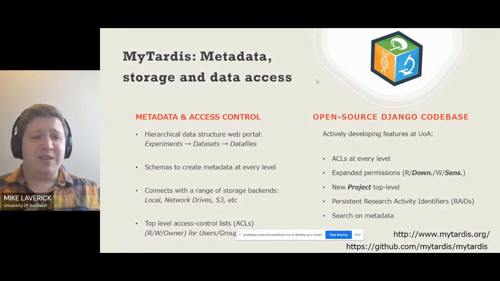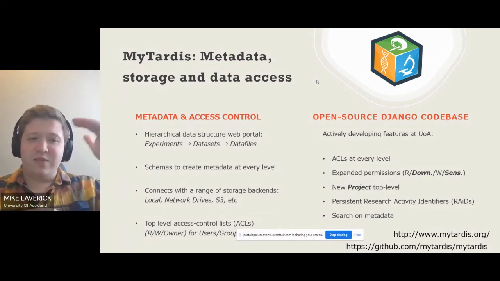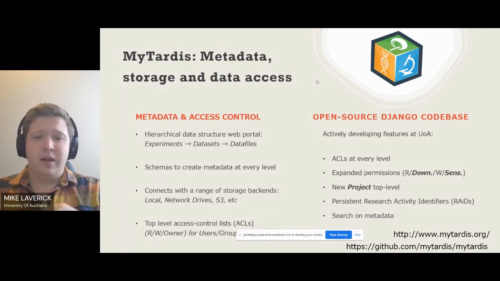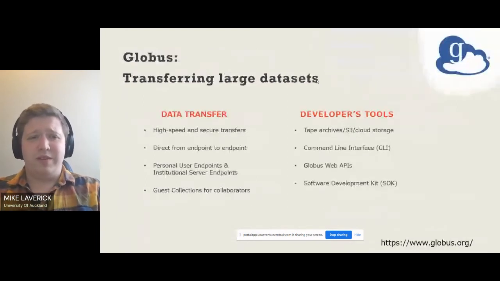We've added a new hierarchy level just to make it even more scaled down. We're introducing persistent research activity identifiers, or RAIDs. And the key feature that we're particularly proud of is we've now introduced a big search capability on all the metadata in the database. So if you can tune your query just right, you can pick out one file from millions just by querying for the specific metadata that you want. It's a pretty powerful tool, and we're developing it quite a lot. I'll stop talking about this because I can talk about it forever.